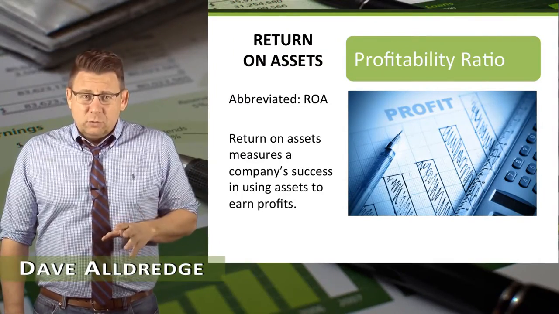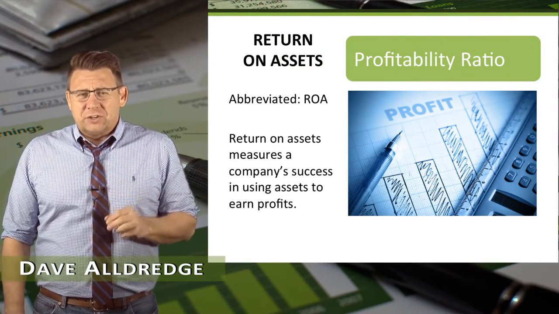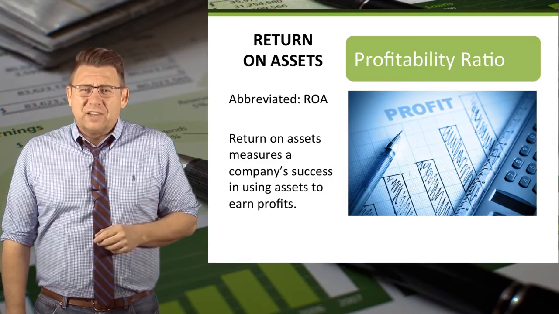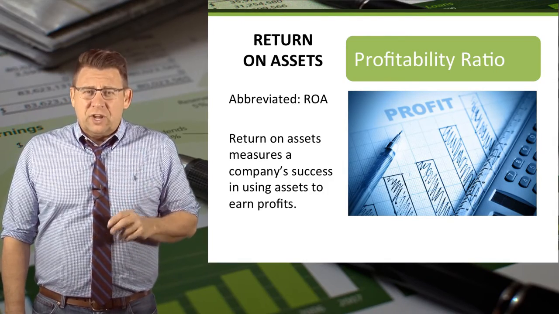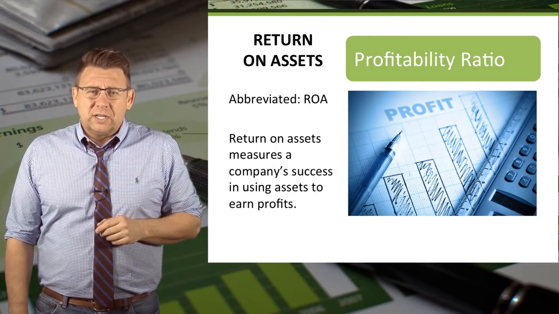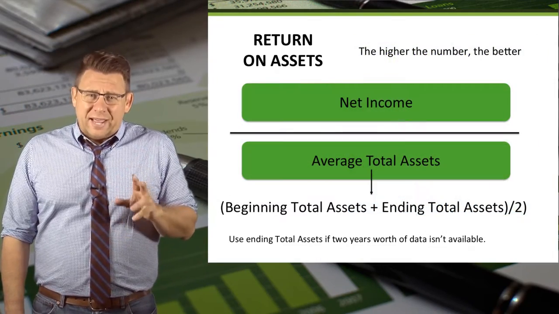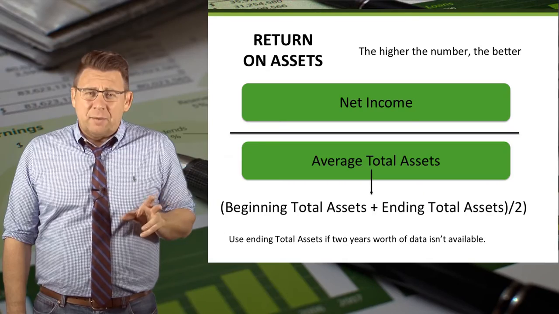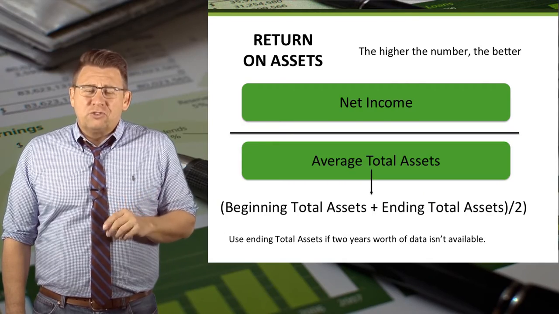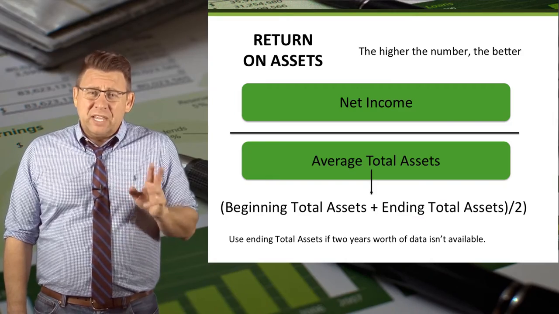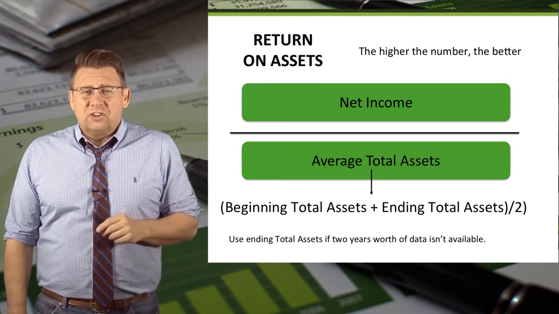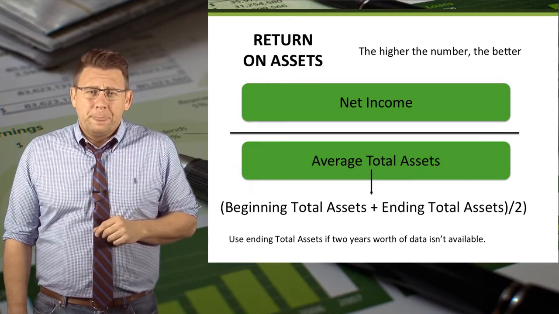Return on assets, which is sometimes called capital turnover, measures how successful a company is in using assets to earn a profit. Return on assets is a measure of profitability. Return on assets is calculated as net income divided by average total assets. Recall that average total assets is beginning total assets plus ending total assets divided by 2.